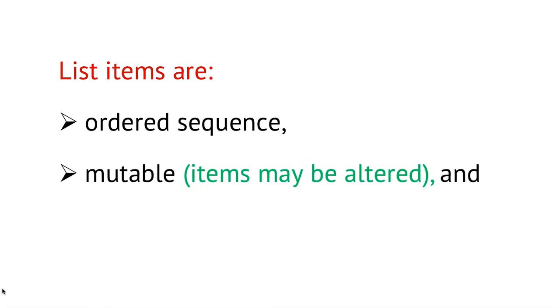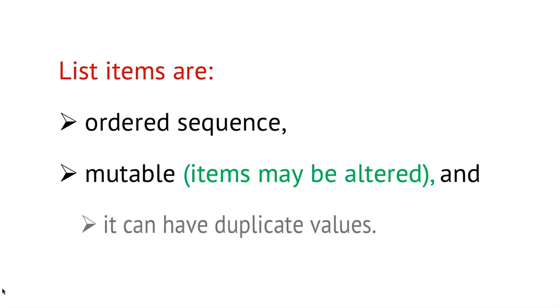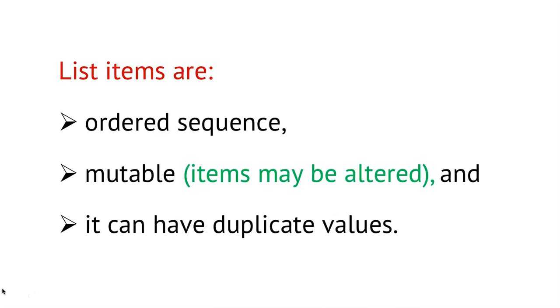List items are an ordered sequence, mutable, that means items in a list may be altered or changed, and it can have duplicate values.